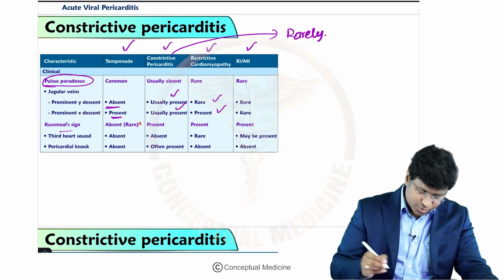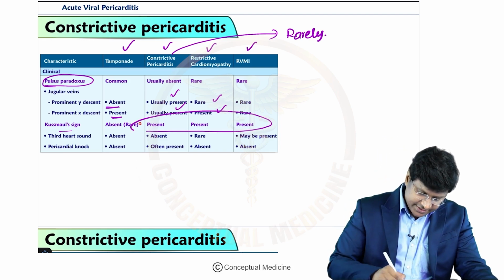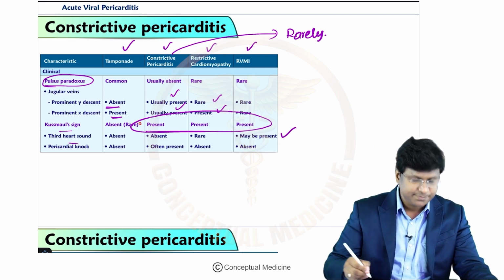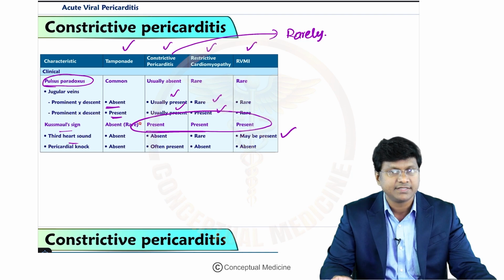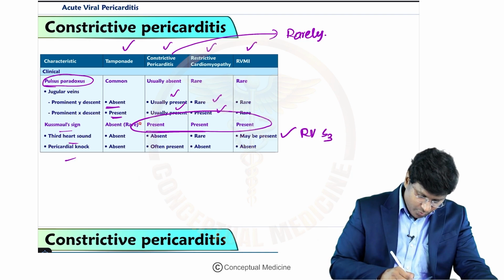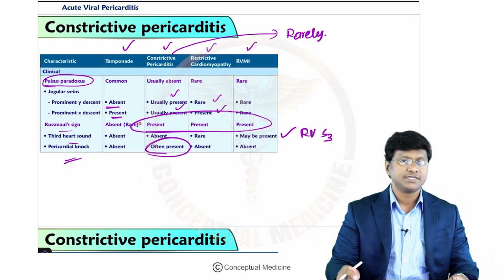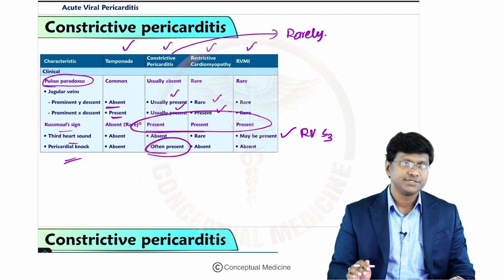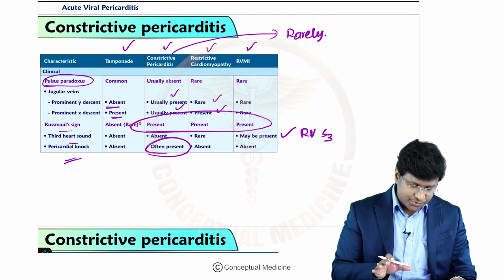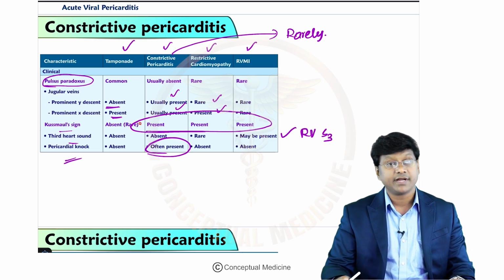Next, the presence of the Kussmaul sign. Kussmaul sign is not present in cardiac tamponade, whereas it is present in the remaining three conditions. And what about the third heart sound? The third heart sound is present in right ventricular MI, but not in any other condition. So you have what is called RV S3. And what about the pericardial knock? Pericardial knock is often present in patients with constrictive pericarditis, but absent in other conditions. So clinically, this is how you differentiate cardiac tamponade, constrictive pericarditis, restrictive cardiomyopathy, and right ventricular MI.